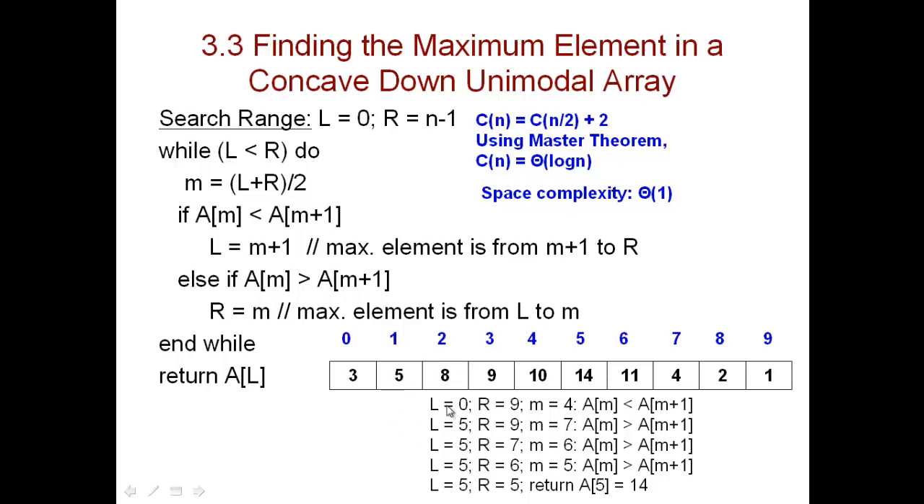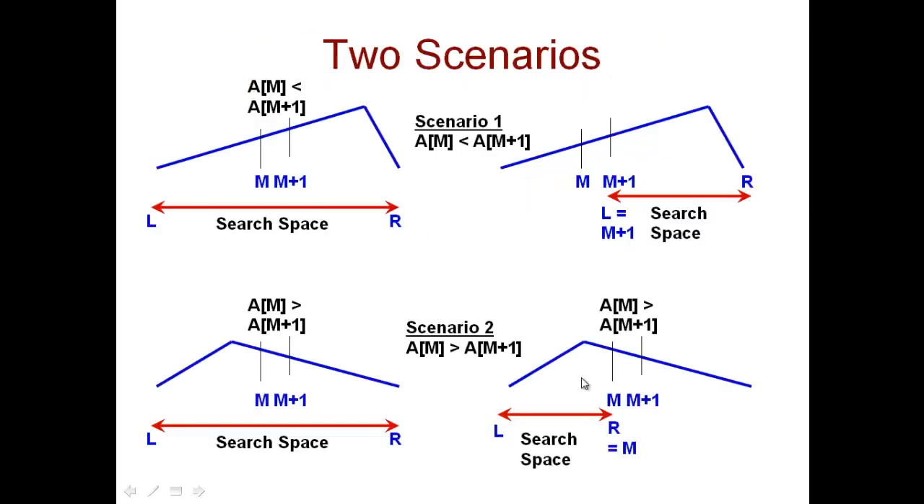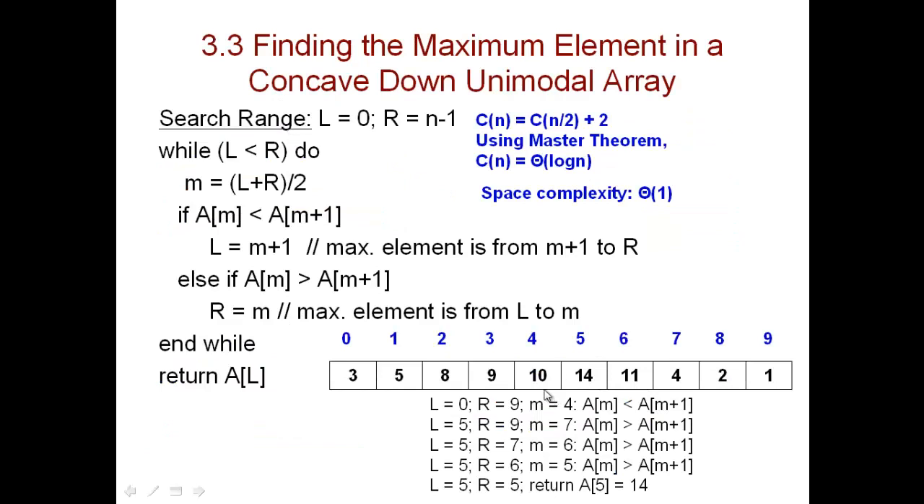So left index is 0, right index is 9, middle index is 0 plus 9 over 2, which is 4. So the array value at index 4 is 10, compared with the array value at middle index plus 1, which is 5, and the value is 14. 10 is less than 14. So that means the maximum cannot be 10 or to the left of 10.